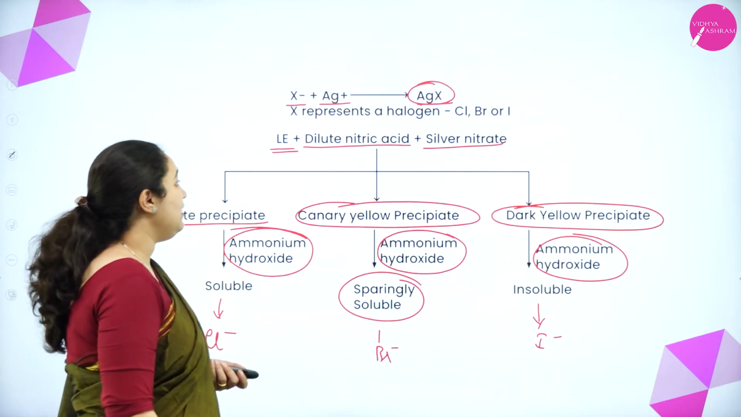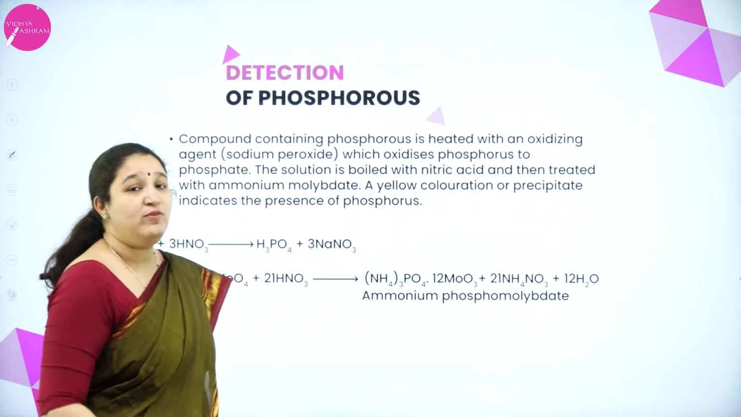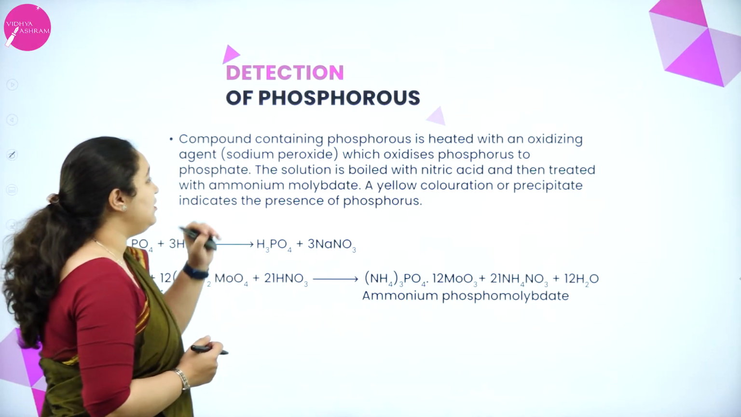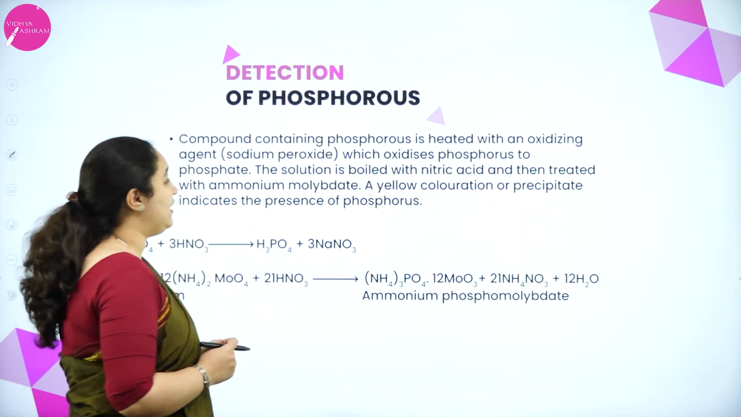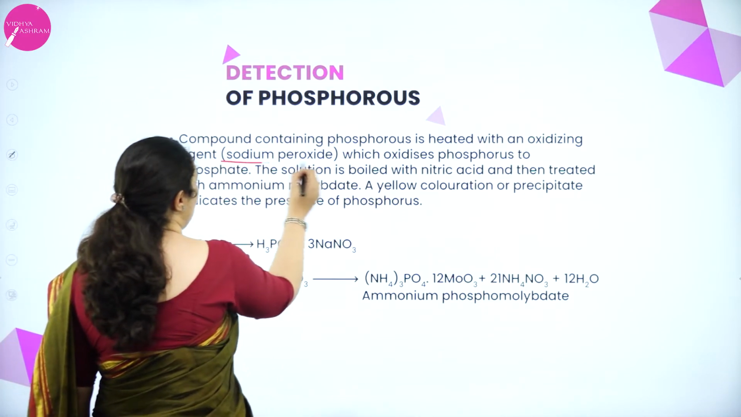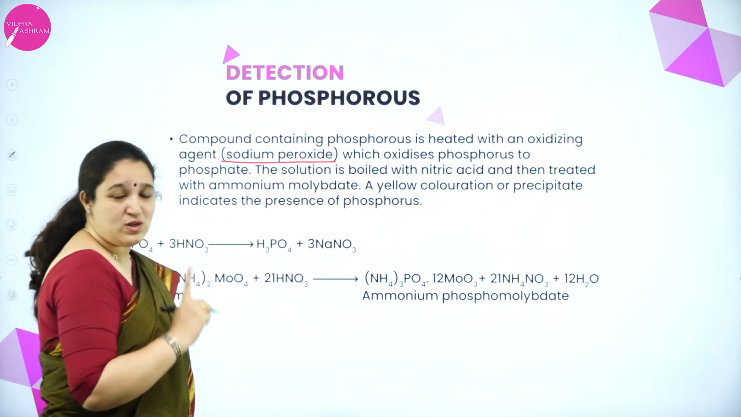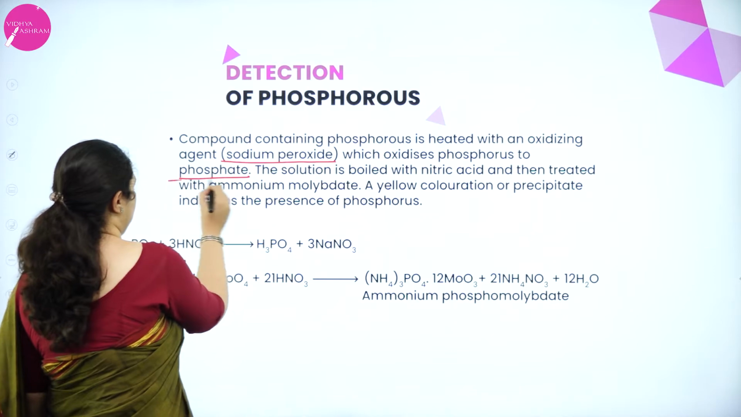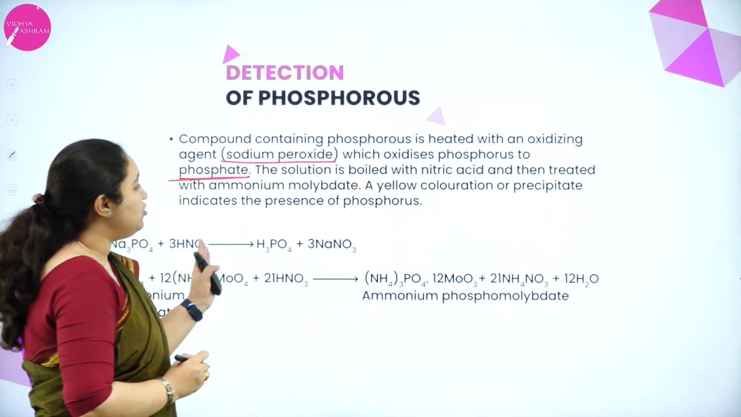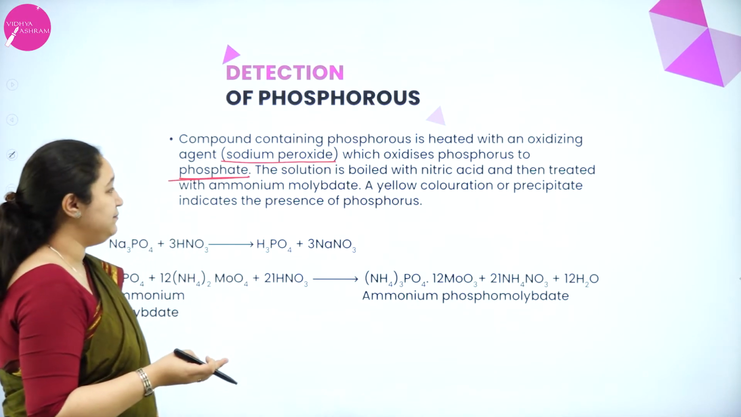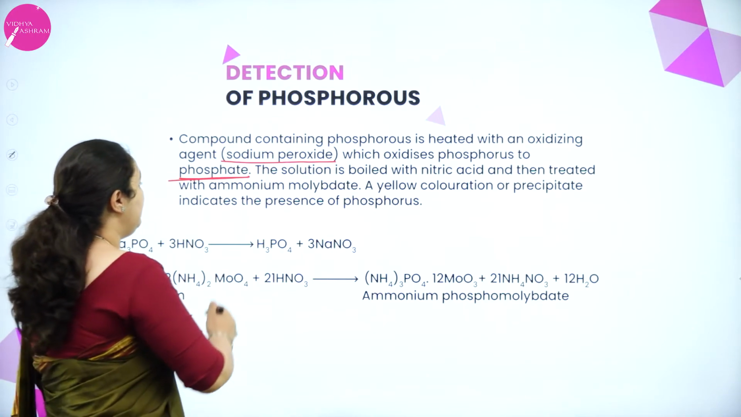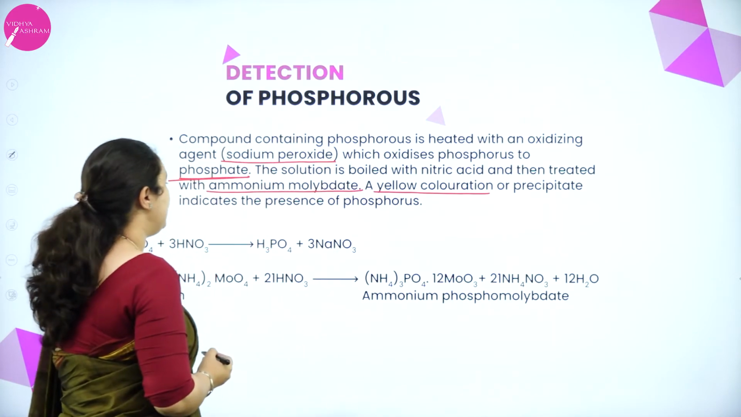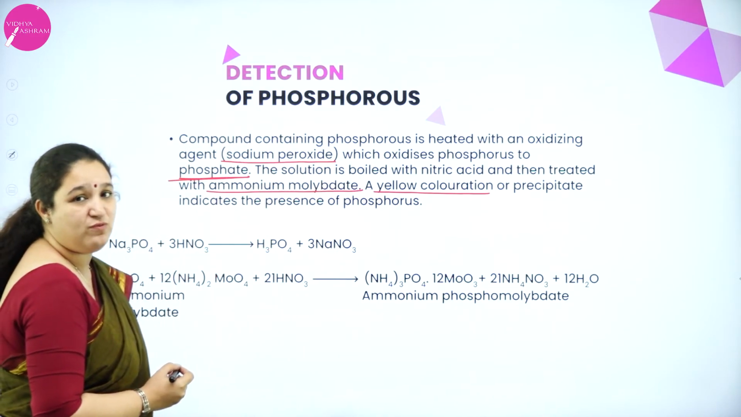Okay. Next is detection of phosphorus. Now, how do I detect phosphorus? Compound containing phosphorus is heated with an oxidizing agent like sodium peroxide, which oxidizes phosphorus to phosphate. Okay. The solution is boiled with nitric acid and then treated with ammonium molybdate. Yellow coloration or precipitate indicates the presence of phosphorus.